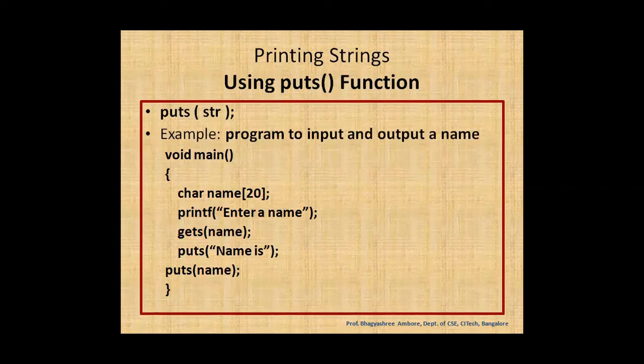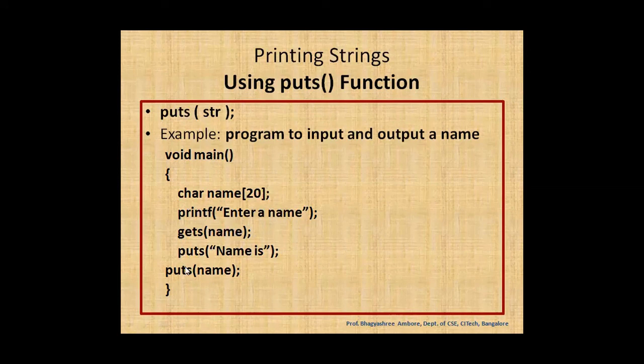We'll see one example of how the puts function works. I just want to read a name and print it using puts. I have declared a character array name of 20. printf "Enter a name", gets name. We are reading whatever the user has entered through the gets function into name.